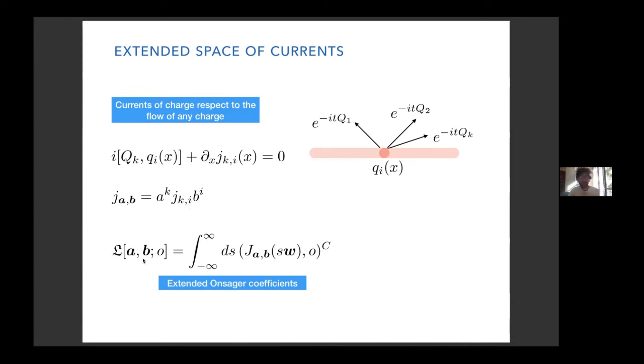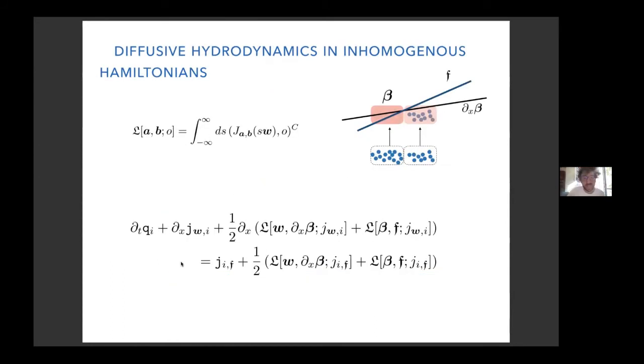We can introduce some extended Onsager coefficients, where we have a current induced by any charge with respect to any quantity. The equation that we find at the second order for this setting is this, which looks a bit monstrous, but let's analyze it a bit.